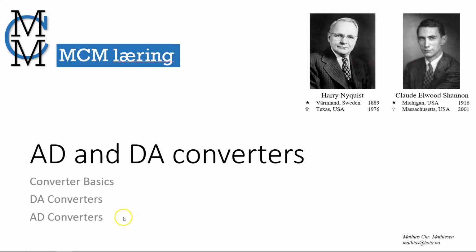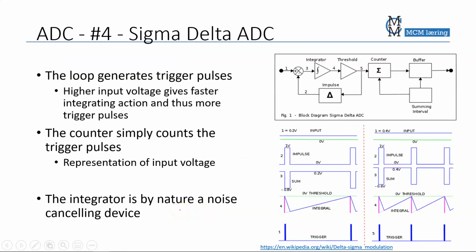Film number 8 and the fourth film on AD converters, and this time we will look at the Sigma Delta converter. The Sigma Delta converter has a block diagram as shown here, and indeed it's the slowest converter, but on the other side it's the most accurate one, so it's the one that can give us the best resolution. And the idea is it's based on an integrator.